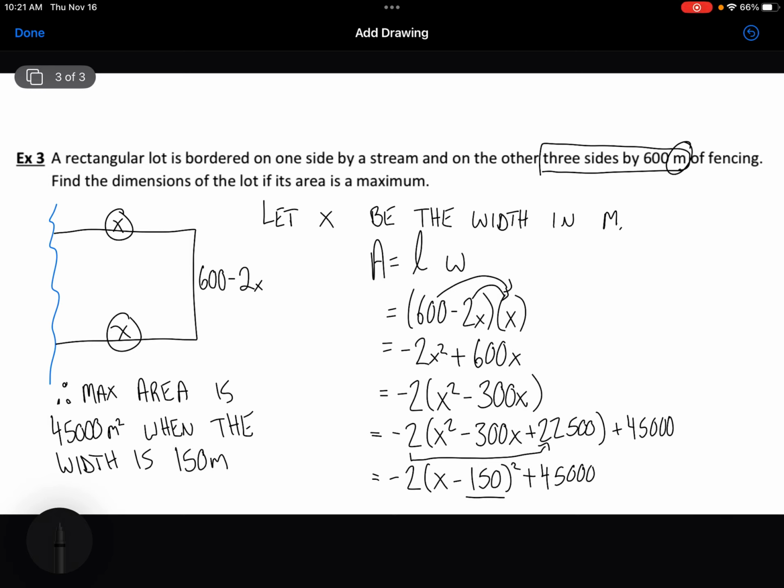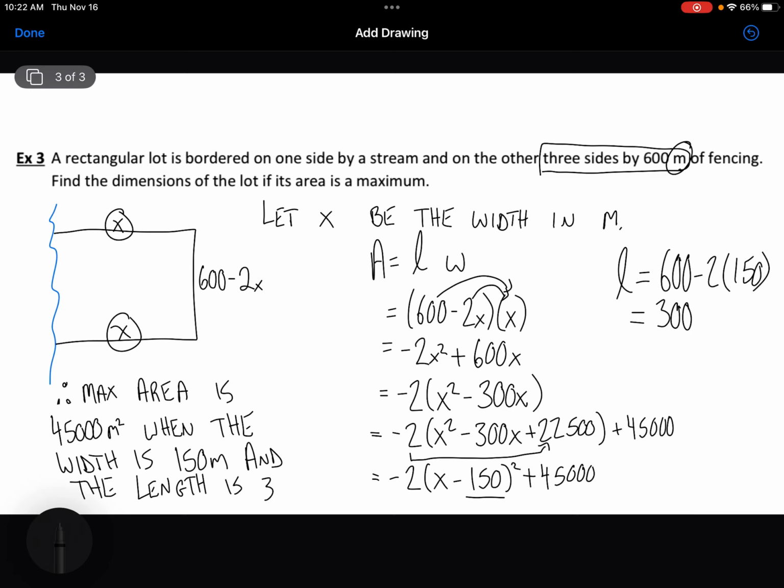And we know that length is equal to 600 minus 2 times 150, which is 300. And the length is 300 meters. So when you're doing these word problems, you need a let statement. Diagrams are very helpful, and you need to include units. Units are very important for this.